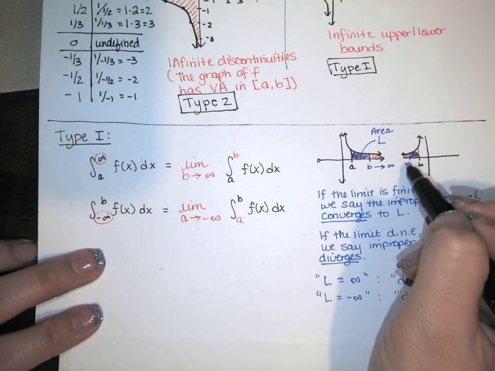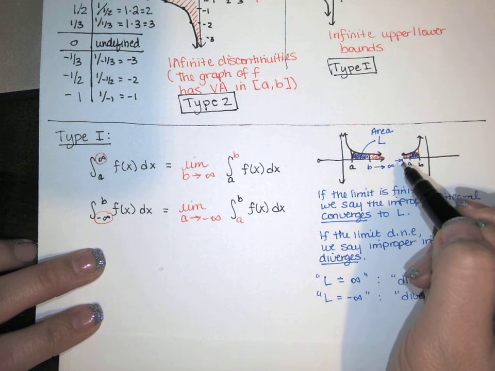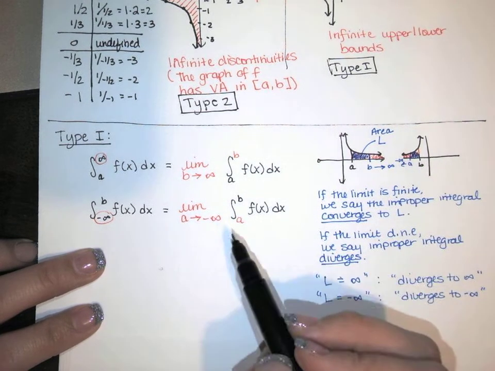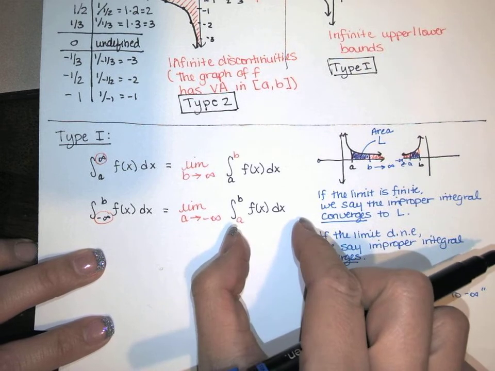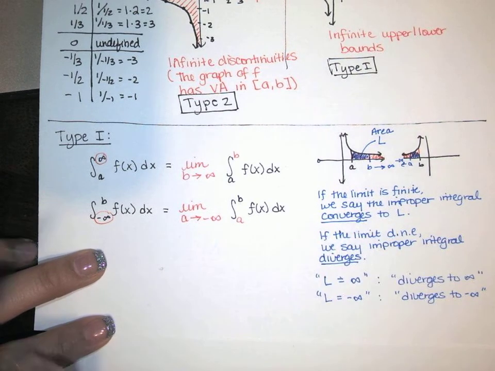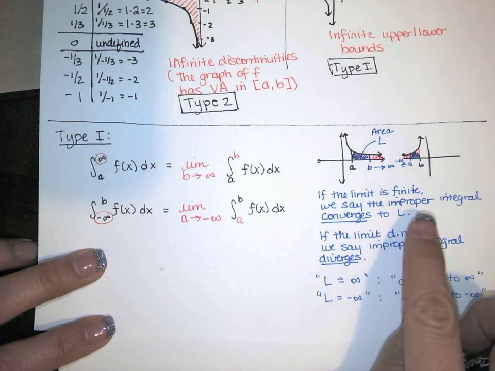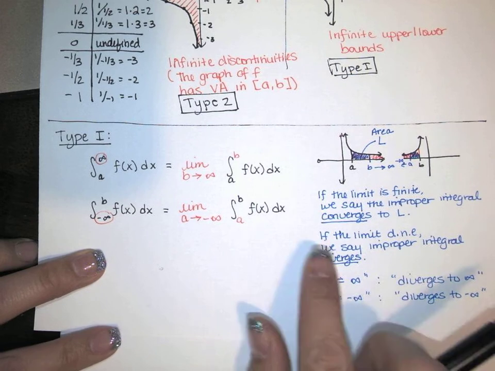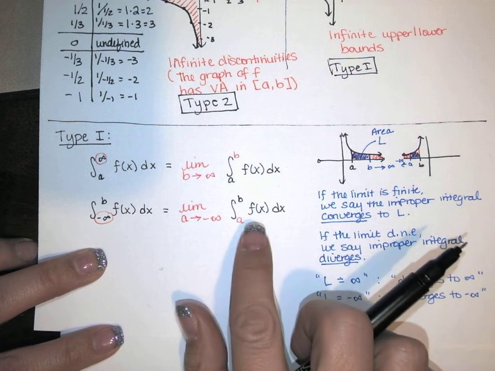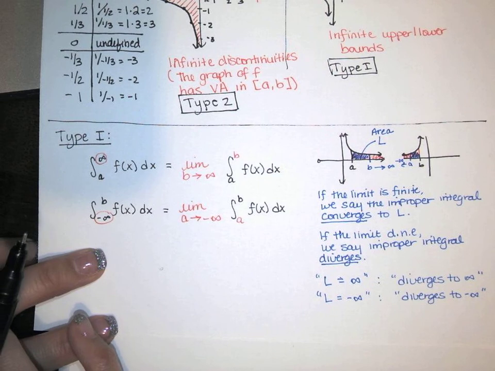And then I say, okay, well, what happens if a is negative 10? And what happens if a is negative 100? And what happens if a is negative 1,000? What happens to this quantity, this formula for area, as a goes to negative infinity? Is it a finite number? If so, the improper integral converges to that number. Does the limit not exist? We say it diverges. Does it not exist in a special way? We might say it diverges to infinity or it diverges to negative infinity.